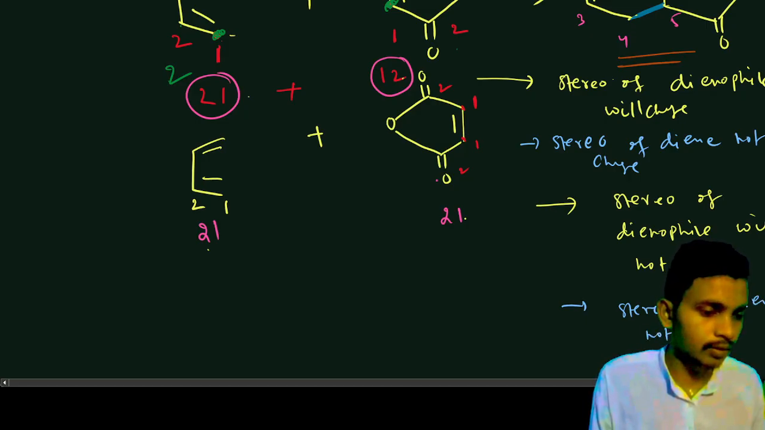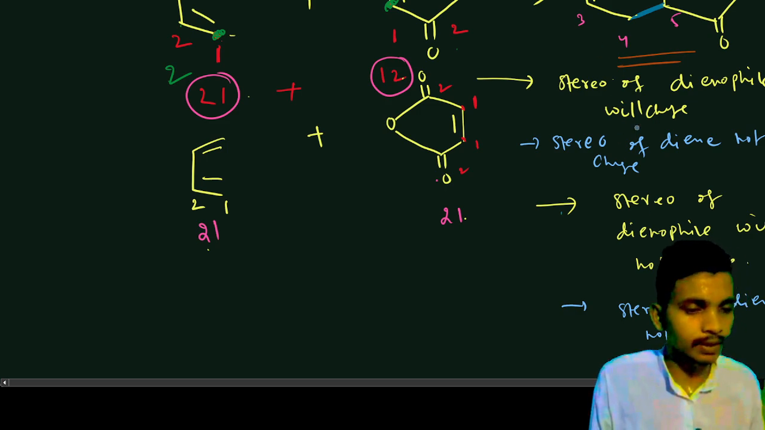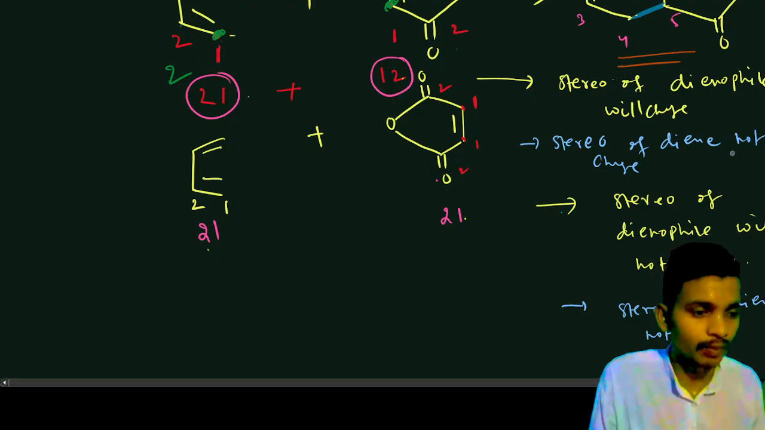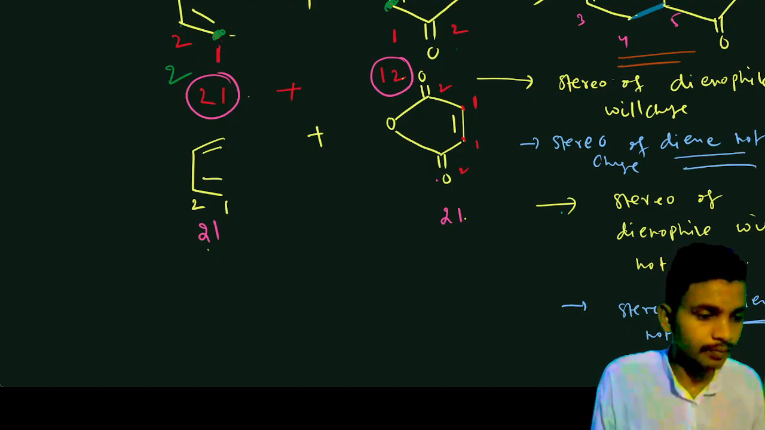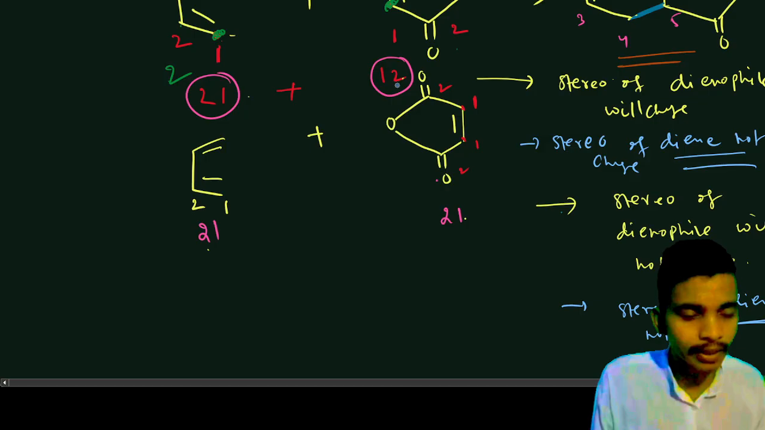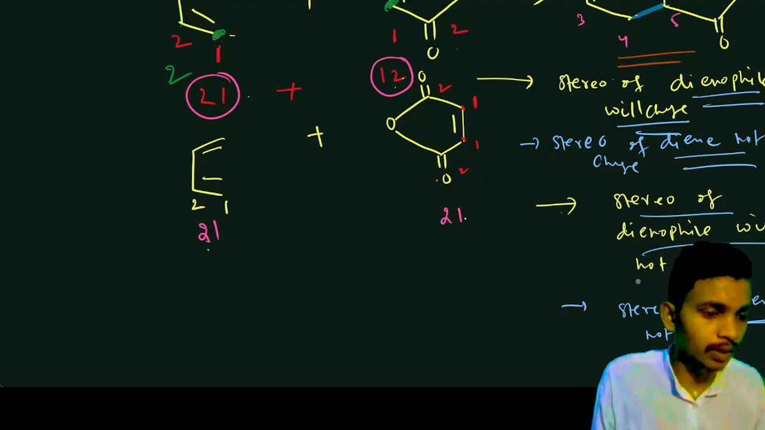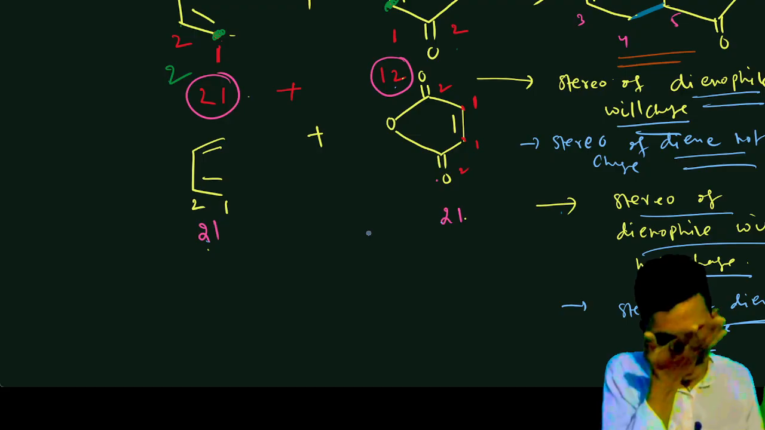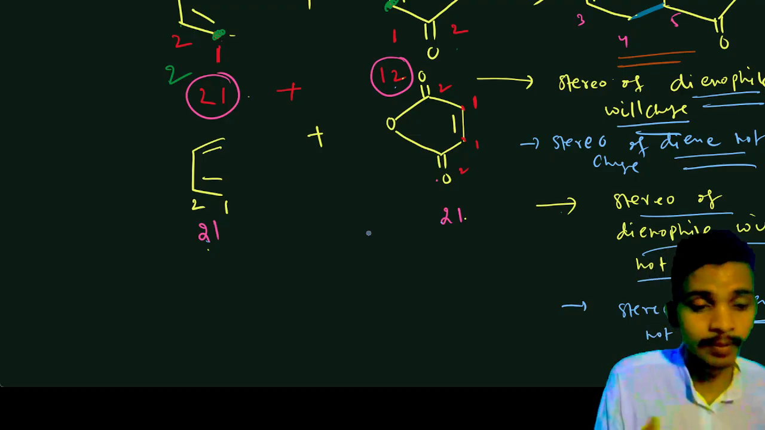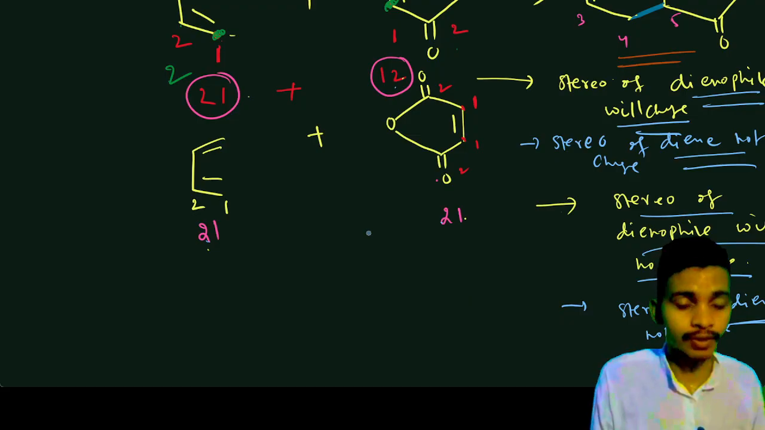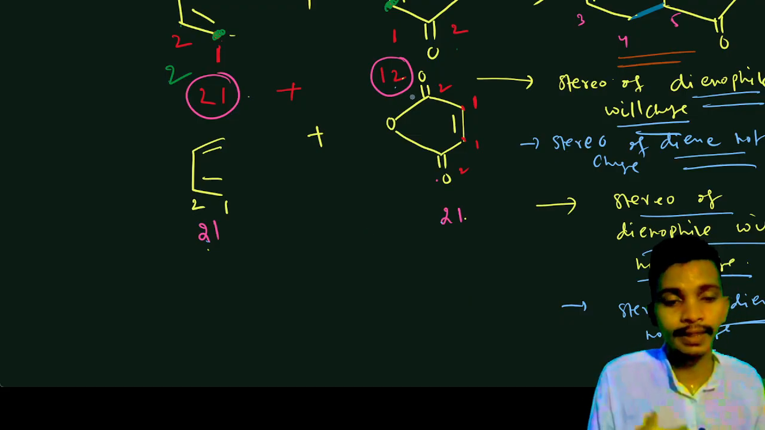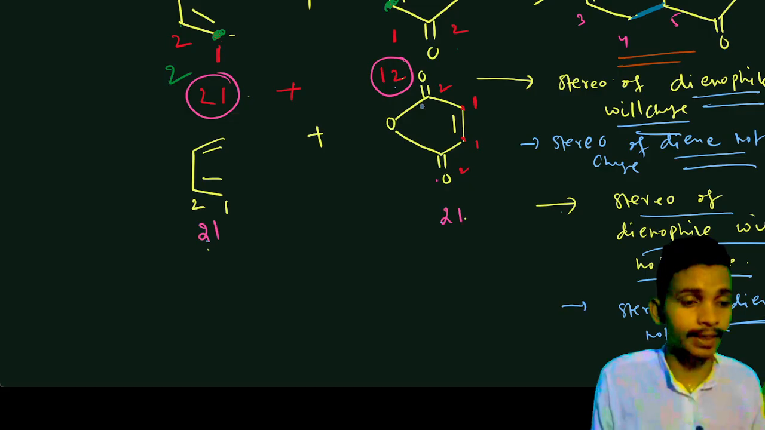Diene stereo will not change in either of these cases. But if it is 2-1 and 1-2, then the stereo of the dienophile will change. If it's 2-1 and 2-1, then the stereo of the dienophile will not change. These are some facts we have to remember, and then we will solve the stereochemistry of the diene and dienophiles for the Diels-Alder reactions.